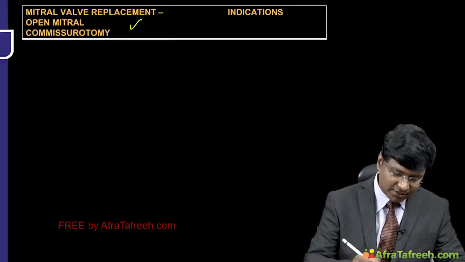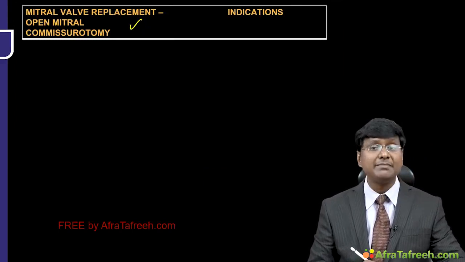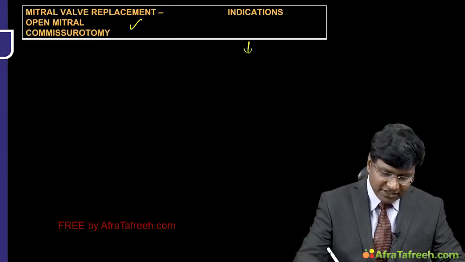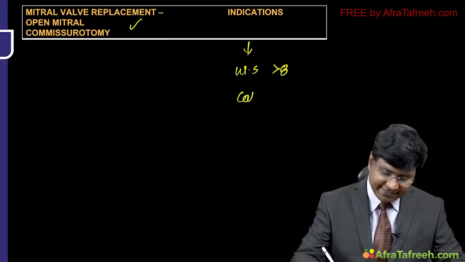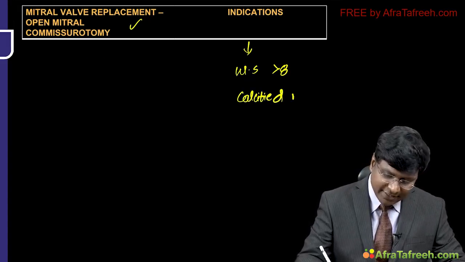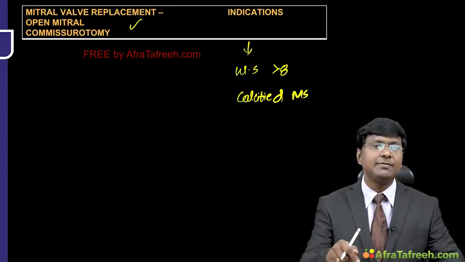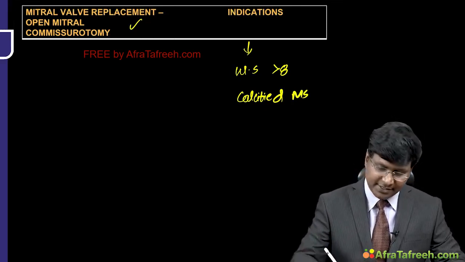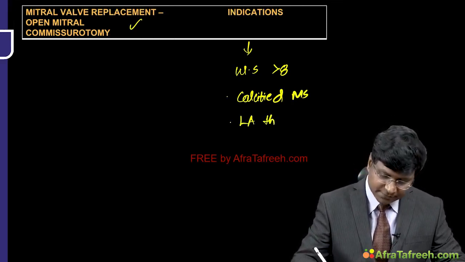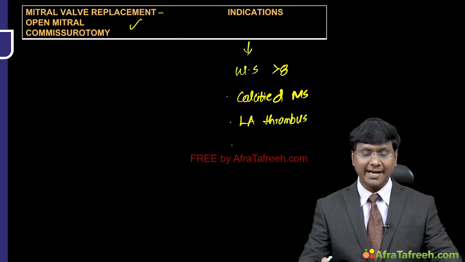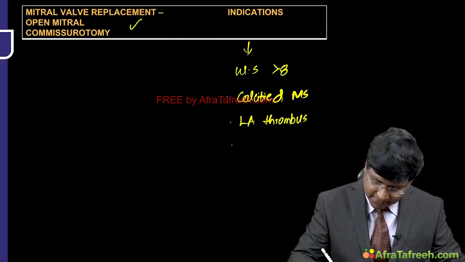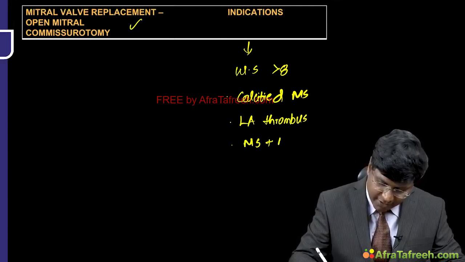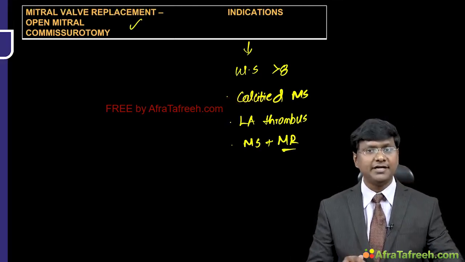Now let me discuss mitral valve replacement or open mitral commissurotomy. So what are the indications? Number 1, a Wilkins score more than 8. Then calcified mitral stenosis. Whatever the contraindications are for PBMC, all of those will be indications for mitral valve replacement. The presence of LA thrombus. And another very important indication is the presence of MS with moderate to severe MR.